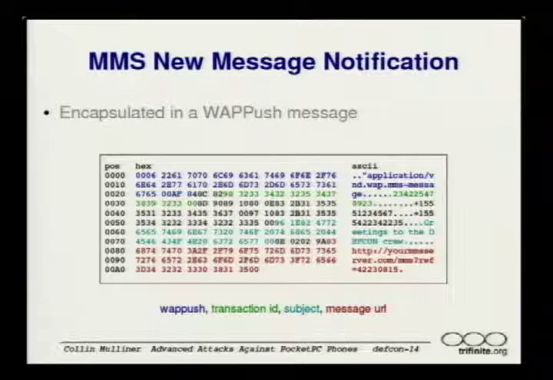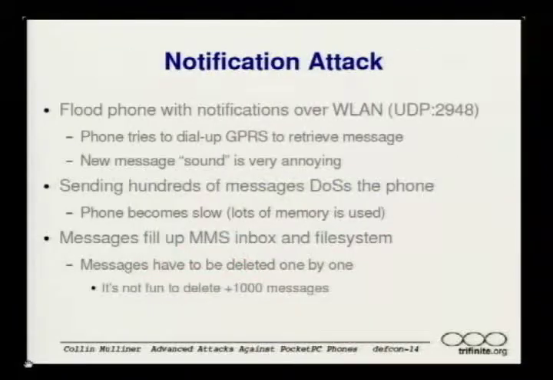So that's how the notification looks. You see at the end the red part. This is just the URL where the message is waiting for you, and then you see the blue part is the WAP push, just some information. You see some transaction and the subject, it's all in there. So what you can do is build a small WAP message generator and then start sending WAP pushes over wireless to your device, and your device will think, oh, there's an MMS waiting for me. And your phone will try to dial up GPRS, and the sound is also very, very annoying. And if you send hundreds of messages, thousands of messages, your phone is going to be very, very slow.